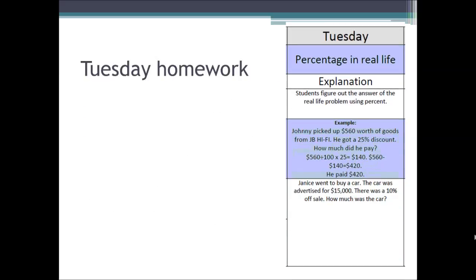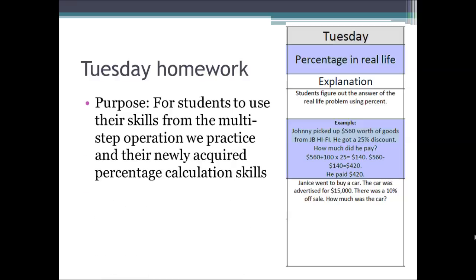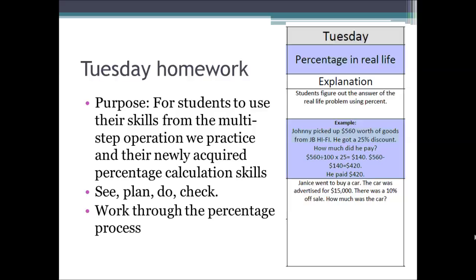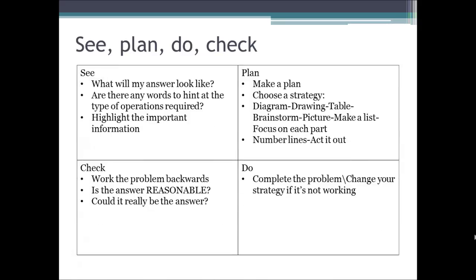Our Tuesday homework looks like this. We're combining what we know of percentage, and we're also using the multi-step operation that we're practicing. So we want them to use a C-plan, do, check, which I'm going to explain a little bit more in a moment. We want them to work through the process of the percentage once they figure out what percentage they're trying to work through, and then we want them to show their working and write their answers underneath. If they don't show their working, we're not sure what it is they've done wrong and how to go about helping them fix that. Just some notes on the C-plan, do, check.